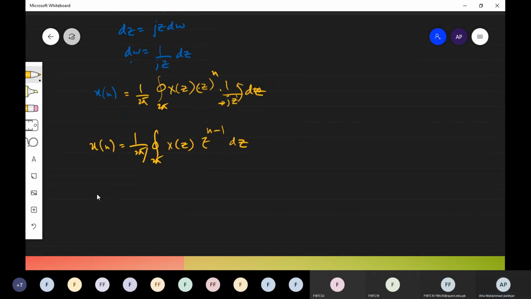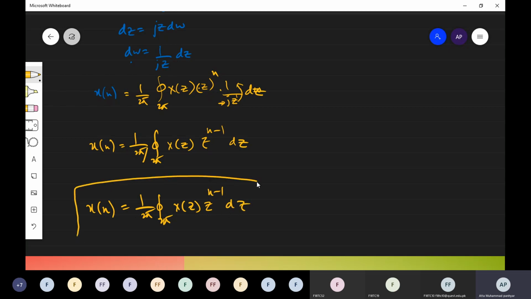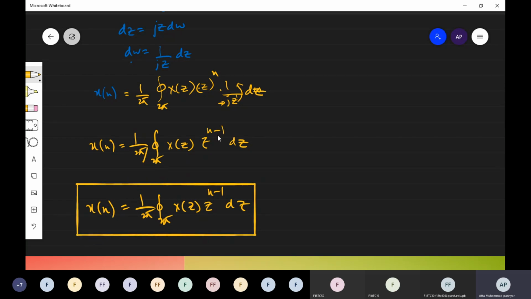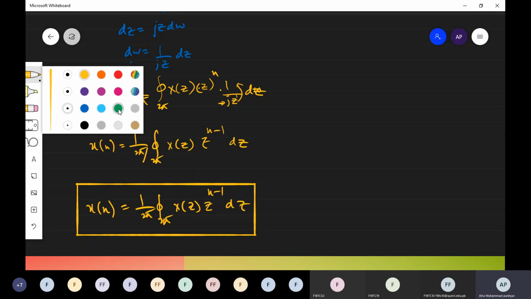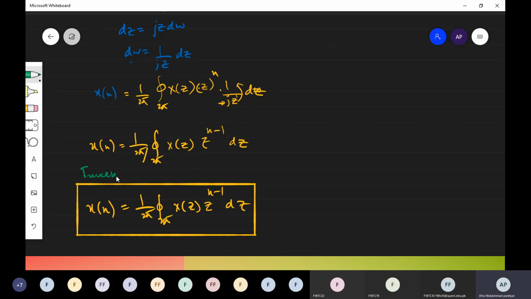So finally we have x of n equal to 1 over 2 pi j times the integral of x of z, z power n minus 1 dz. This is the final formula to compute the inverse Z transform, right? This is the formula for the inverse Z transform, right?